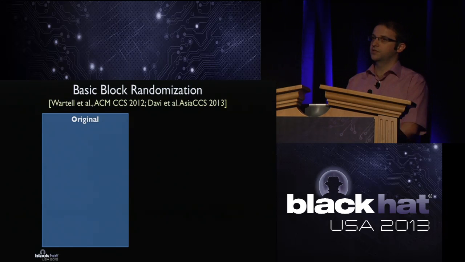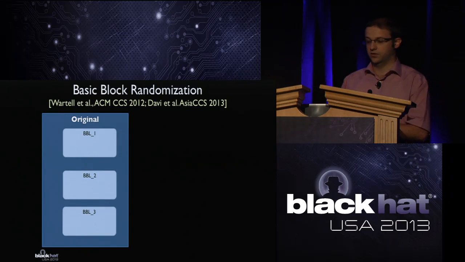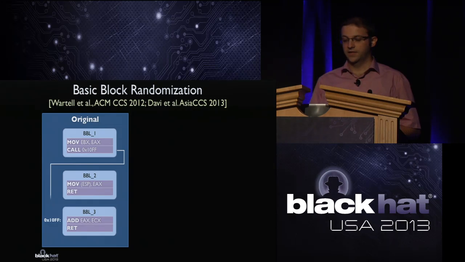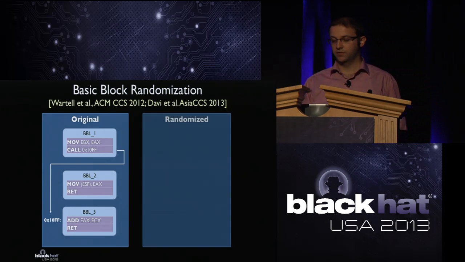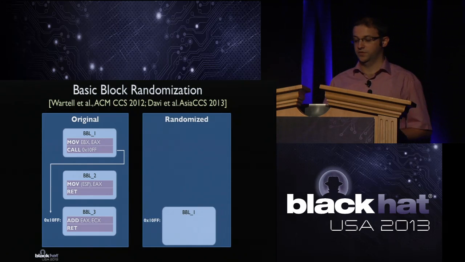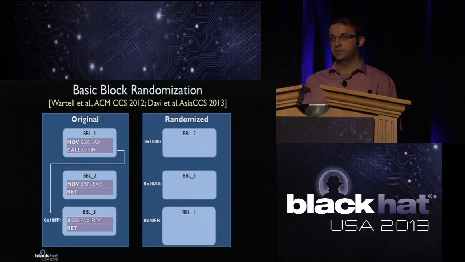The second proposal uses basic block randomization, or basic block permutation. And the idea is as follows. Consider we have 3 basic blocks in our program, and each basic block consists of 2 instructions, where we also have a call instruction in BBL1 that calls BBL3. Now we reshuffle all the BBLs in memory so that they get a new position. So BBL1 is moved to the bottom, BBL2 to the top, and finally BBL3 to the middle.